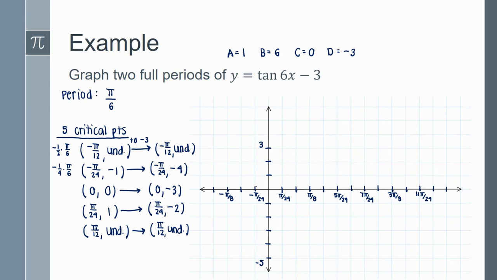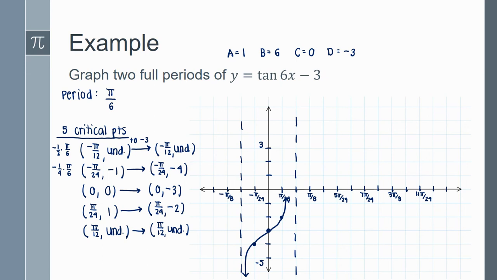So remember, negative pi over 12 is like negative 2 pi over 24. So that's this second tick mark over here where we have our first vertical asymptote. So negative pi over 24, we're going down to negative 4, plot our point. 0, we're at negative 3. Positive pi over 24, we're at negative 2. And then the next tick mark would be that positive pi over 12 because it simplifies down, it's really 2 pi over 24. And so there is our first period of this tangent graph.